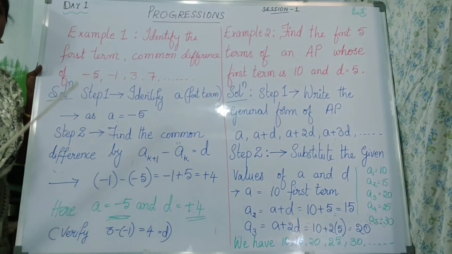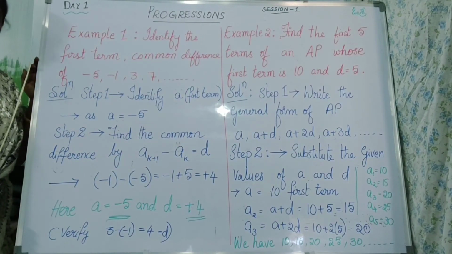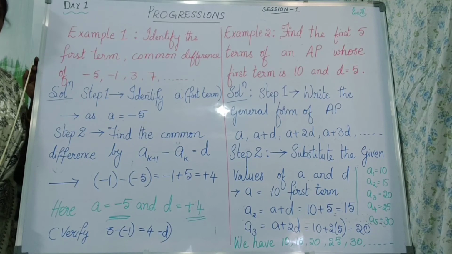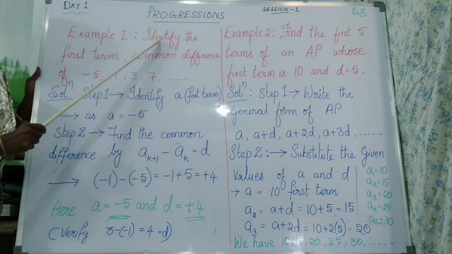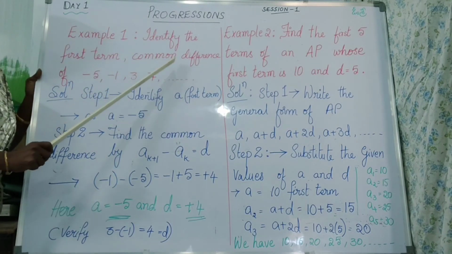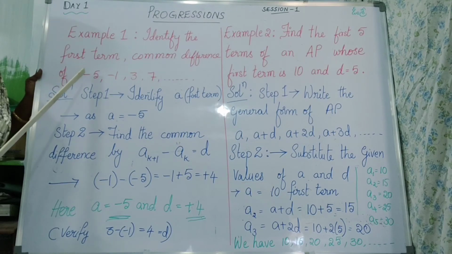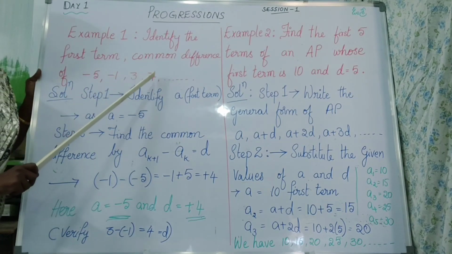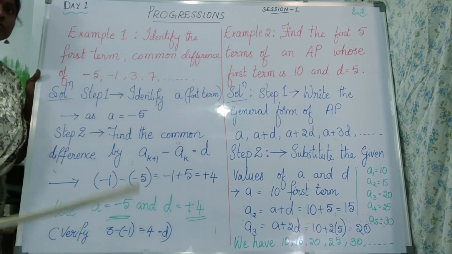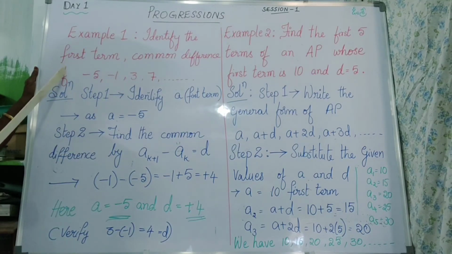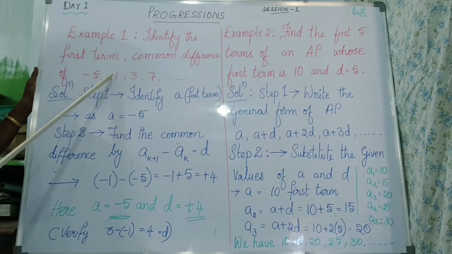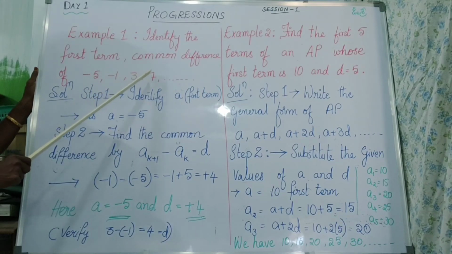So here we will continue by substituting the formulas and solving the given problems. We'll take an example for better understanding. Identify the first term and the common difference in the given series, which is -5, -1, 3, 7 and so on. First you need to identify what data is given in the problem so that we can find out the steps for the solution. The data given is term 1 is -5, the second term is -1, the third term is 3 and so on.